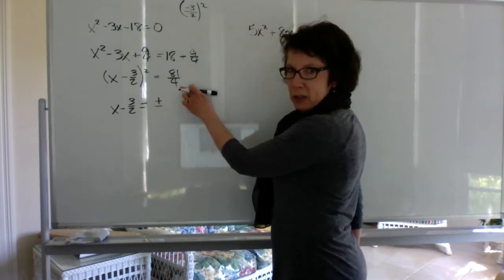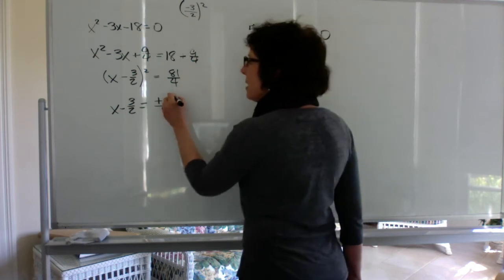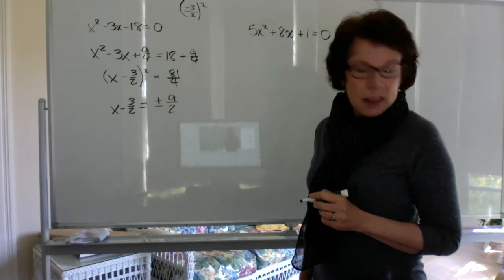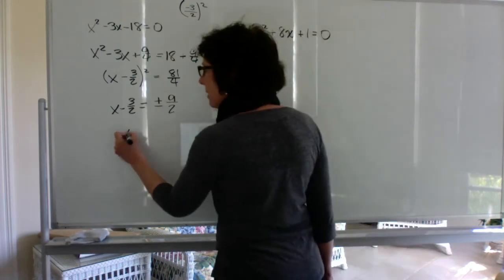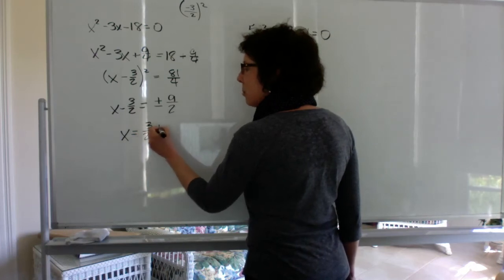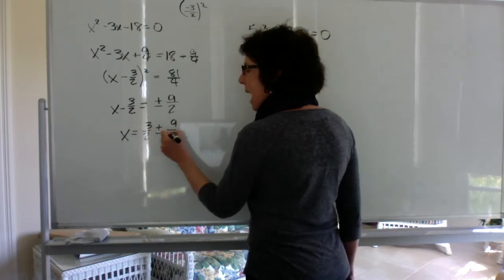Can you do this in your head with me? Sure you can. The square root of 81 is 9. The square root of 4 is 2. All right, that was nice. So now let's go ahead and solve for x. X equals, add 3/2. Over here I have 3/2 plus or minus 9/2.